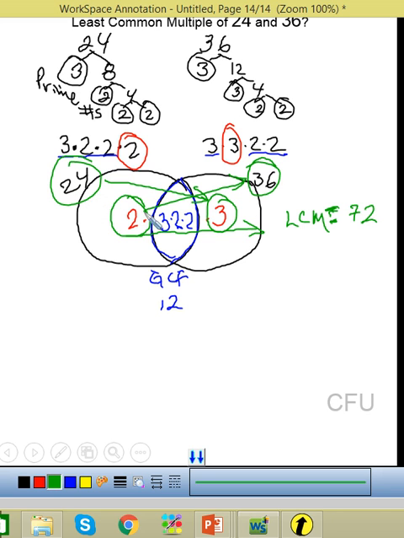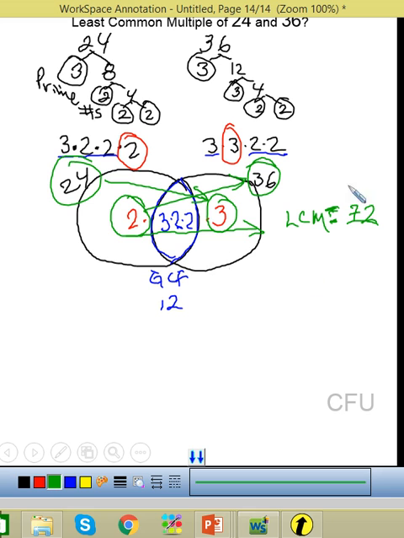If you don't want to multiply the LCM like this, 2 times 3 times 2 times 2 times 3, and you just want to use the shortcut, what's left over on this Venn? 2 times the opposite number, 36, that's 72. What's left over on this side? 3 times the opposite number, 24, that's still 72. Everybody got it? All right.